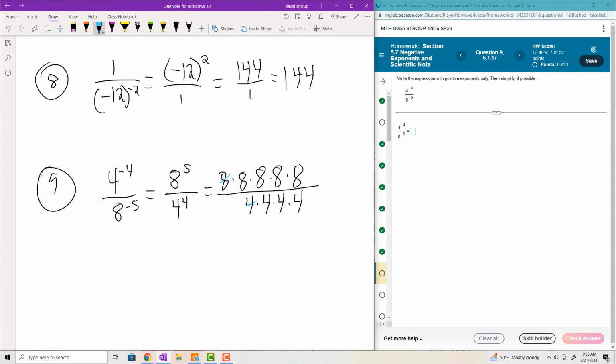So 8 over 4 is the same as 2 over 1, and that's true for each of the four pairs. So I end up with 2 times 2 times 2 times 2, at least 16, times 8. So 128 all over 1 times 1 times 1 times 1, which is just 1.